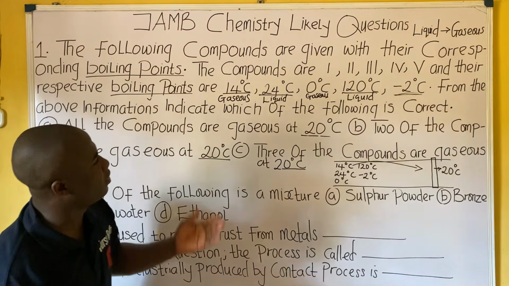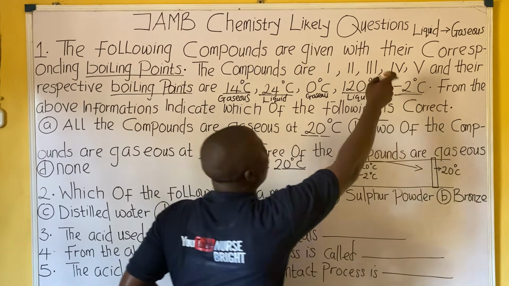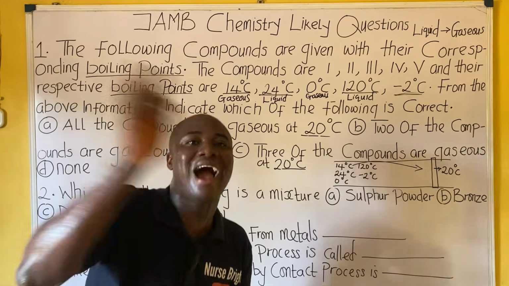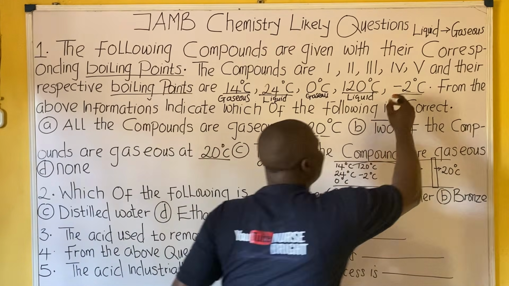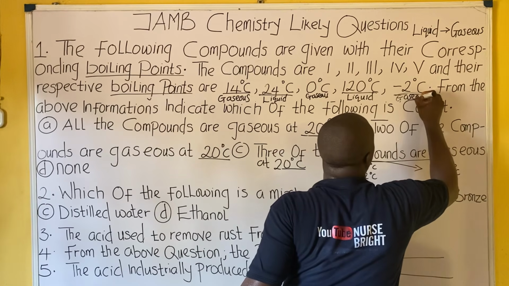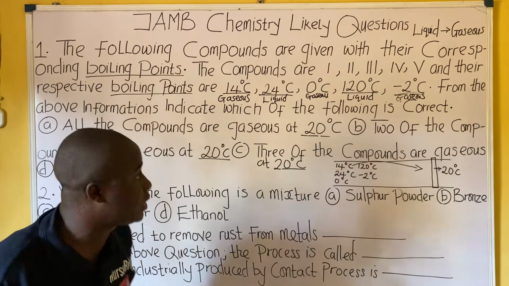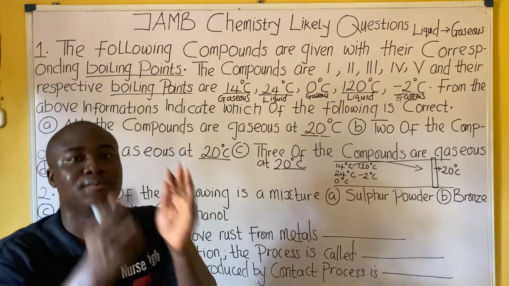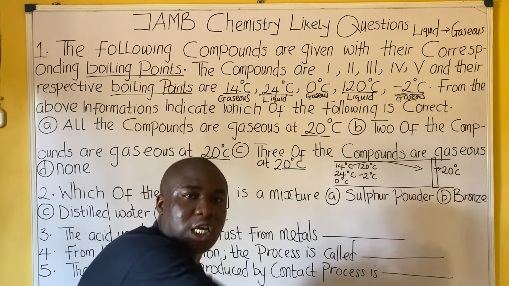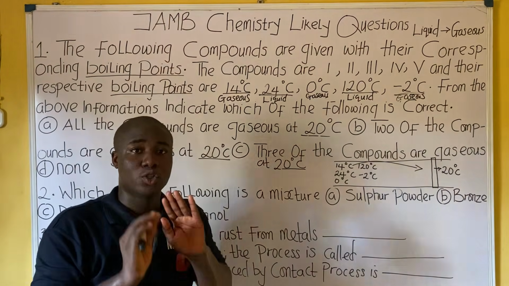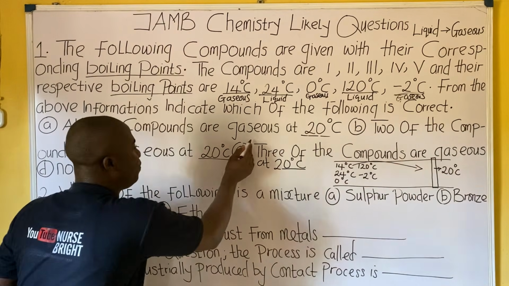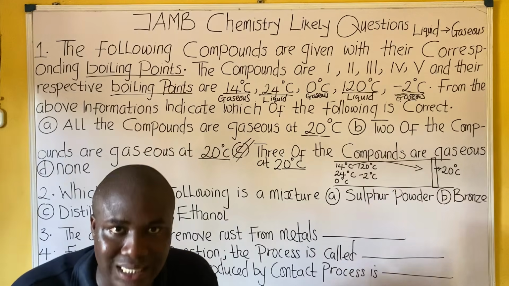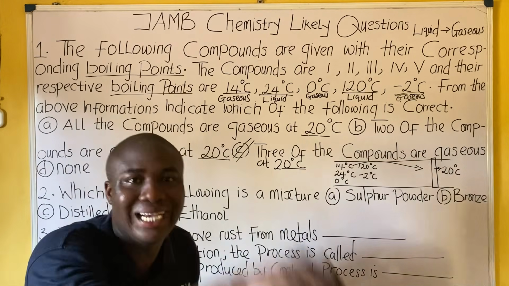So if you observe, -2 degrees Celsius, this compound 5 boils at -2. So then it's okay, it's a gas. It should be a gas before I even get to the 20 mark. So this is a gas. You understand? So based on all the analysis, you can see here that we have 3 compounds that are a gas at 20 degrees Celsius. You can see how it works. So that is why the answer to this question should be option C, because we had 3 compounds that were gases at 20 degrees Celsius.